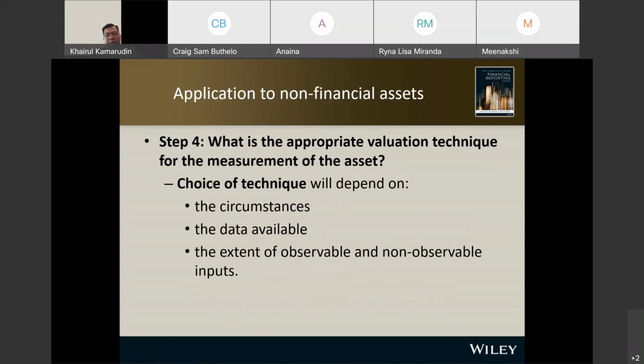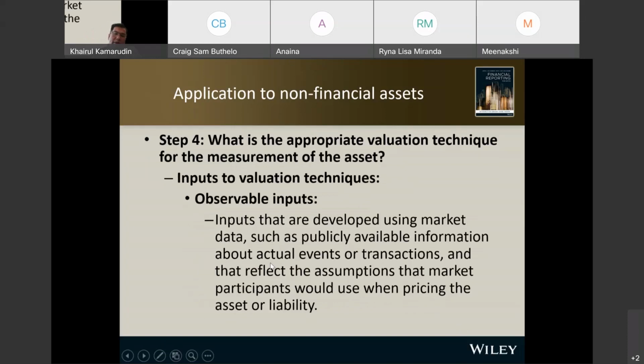So the choice of technique will depend on the circumstances, the data availability, whether you have observable or non-observable input. What is observable and non-observable input? Observable input is input that is developed using market data, for example, publicly available information, such as information about the actual event or transaction, that reflects the assumptions that market participants would use when pricing the asset or liability. So that is observable input.